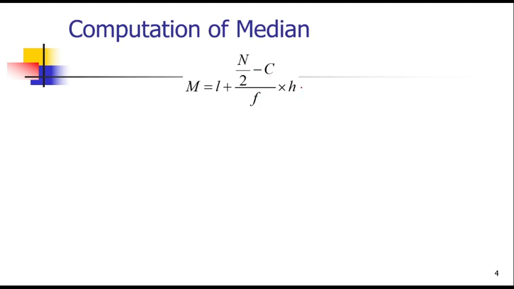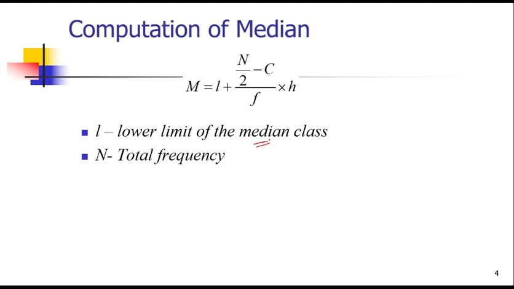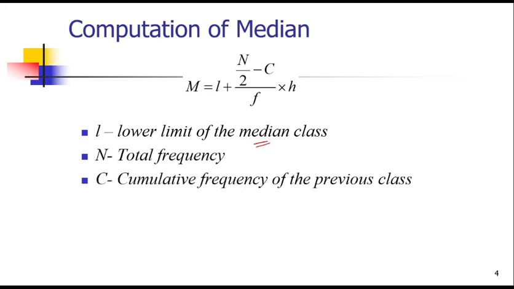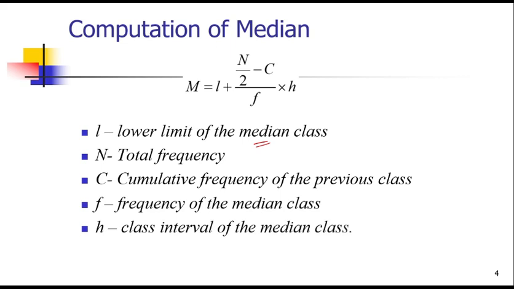So let us understand the terminologies. N we are already introduced to, but let us understand L. L is the lower limit of the median class, not any class, but the median class. N is the total frequency. C is the cumulative frequency of the previous class. And F is the frequency of the median class. H is the class interval of the median class. So these are all the things in L plus n by 2 minus C by F into H.